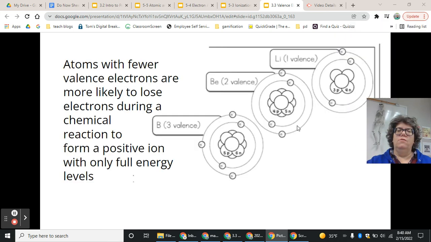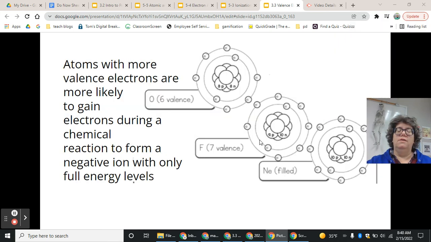Fluorine needs 1. So they basically form a partnership. They form a chemical bond, they work together. Lithium gives its electron to fluorine, and then fluorine has a negative charge, like it says here, gain electrons to form a negative ion. Lithium has a positive charge, like we said before, and then they will be attracted to each other and form a chemical bond.